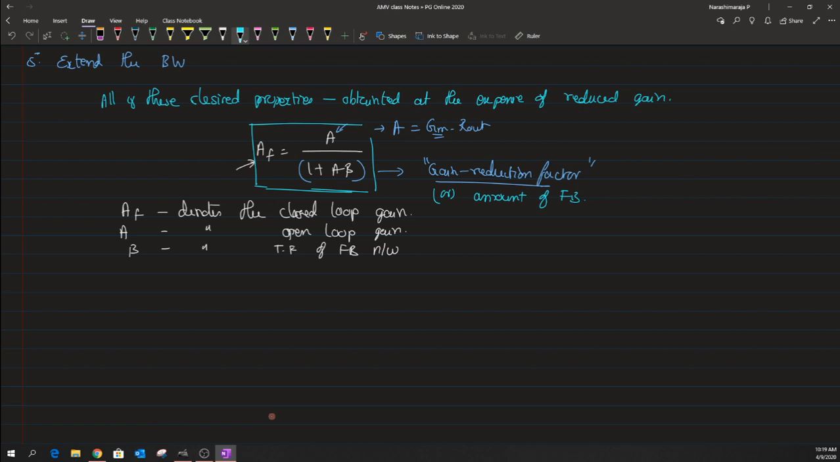Okay, so now let me draw a signal flow diagram of a general negative feedback structure, such that I can prove this particular expression based on this signal flow diagram of a more general negative feedback structure.